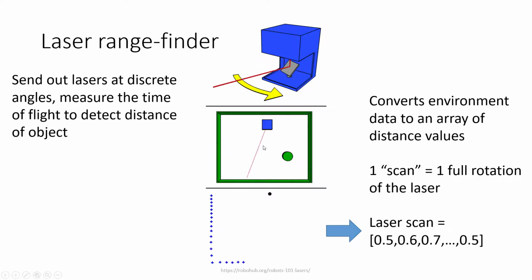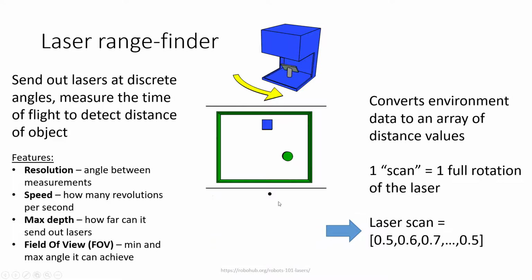If a laser gets sent out and it doesn't actually hit anything in the environment, maybe there's a gap in the wall or something, then rather than a numeric value, you may get a null value or some kind of negative value to indicate that it never actually hit anything at that angle.